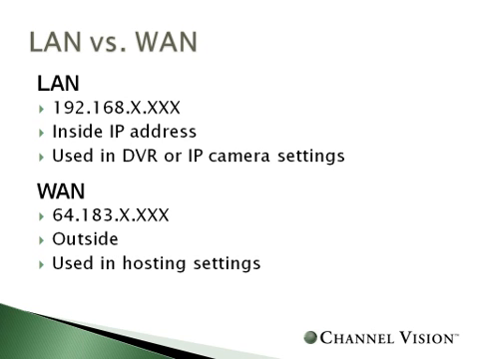You're using the local area network instead of the wide area network, which is the other acronym below. Typically, a wide area network IP address will start with something like 64.183 something or another. And this is your external or outside IP address, and you will need to make note of this as well, and this will be used in the hosting portion of your settings to enable you to view the cameras from outside the network.